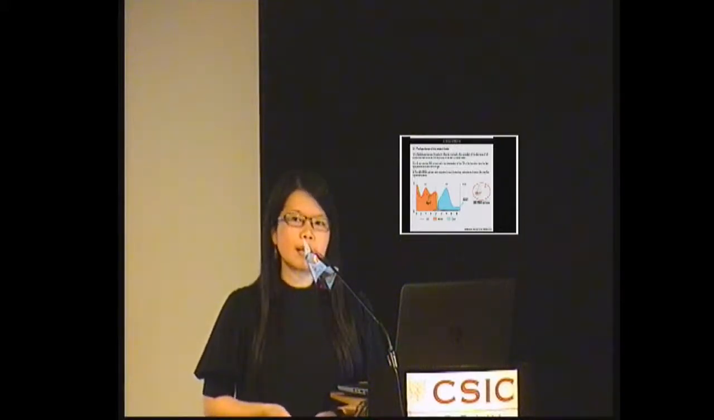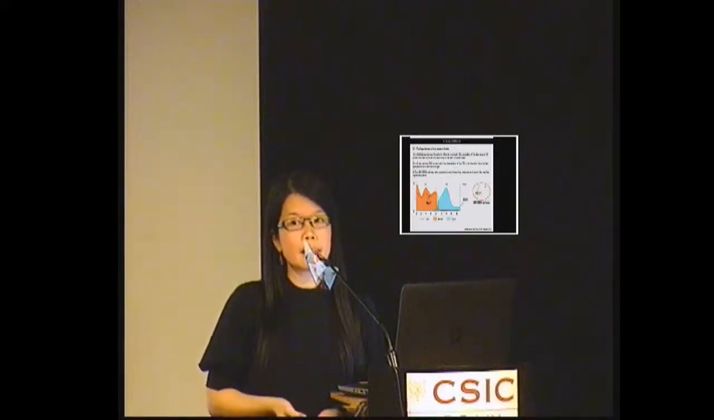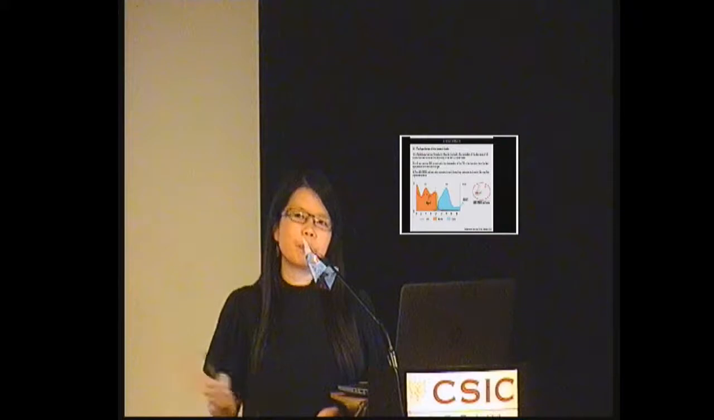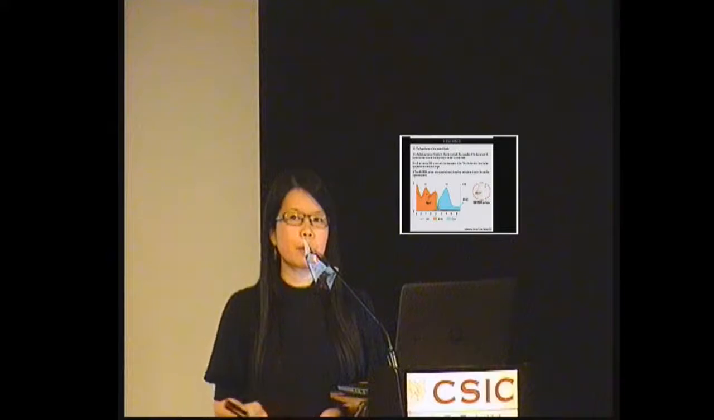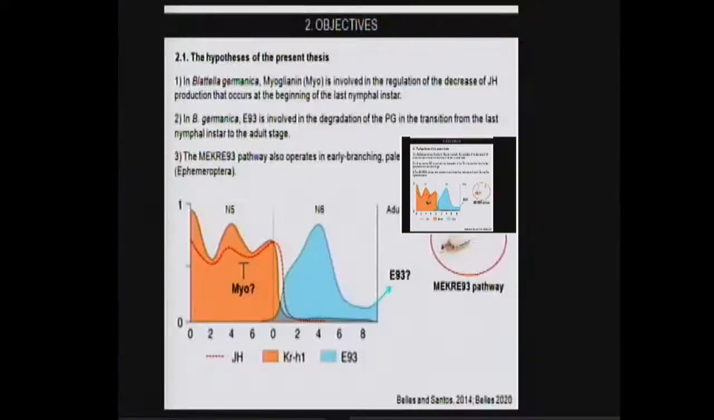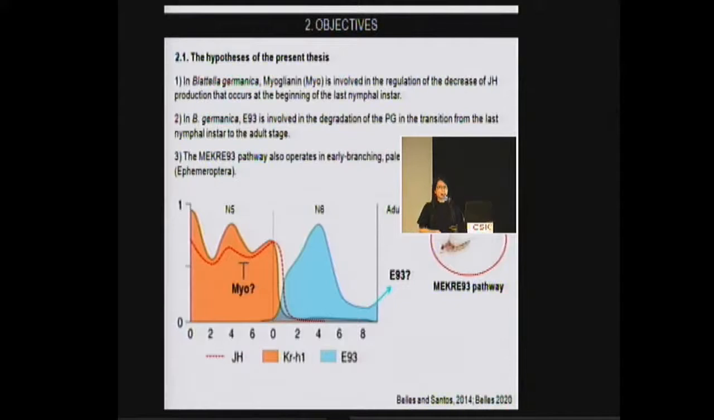And the third hypothesis is from the MEKRE93 pathway, since we studied this pathway in many neopteran insects. And we found that this pathway is conserved in the context of regulation of metamorphosis in those species. But nothing is known in the case of Ephemeroptera or the Paleopteran insects. So we want to explore this possibility, whether the MEKRE93 pathway operates in metamorphosis in early branching Pterygote insects.